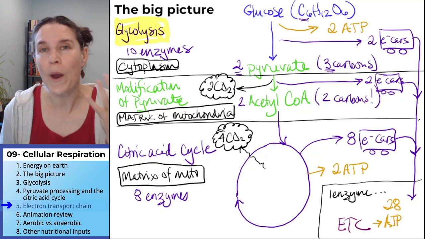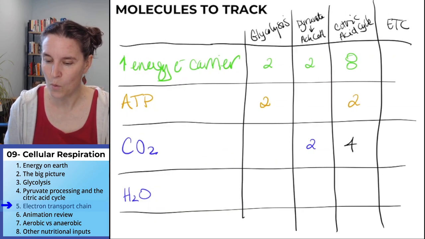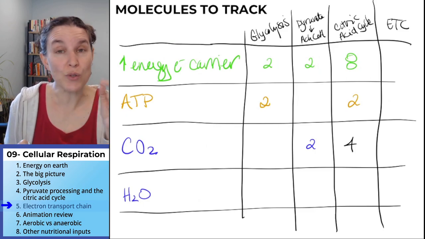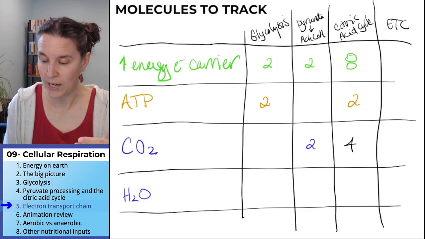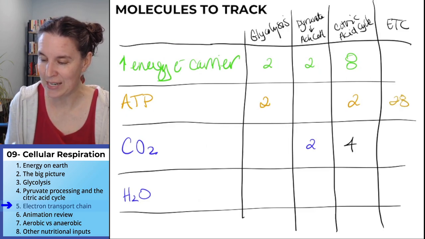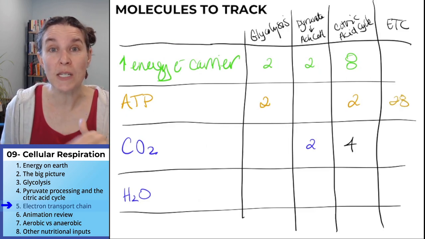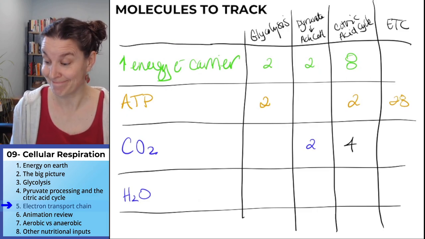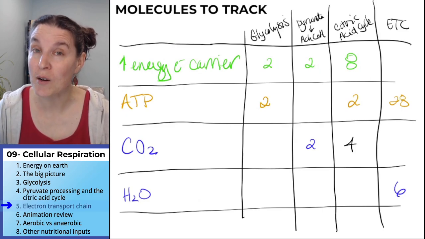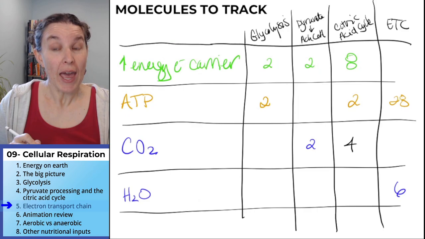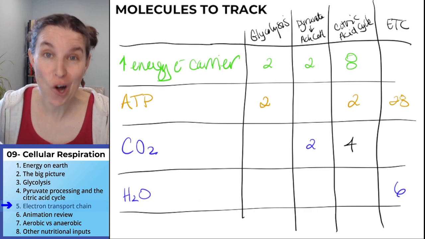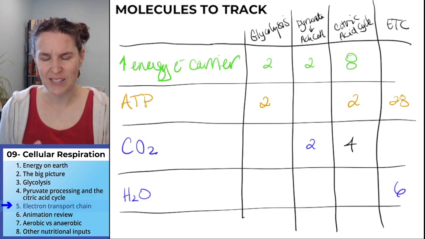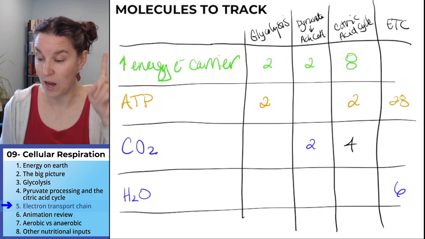Okay, so where is this happening? Well, wait, let's fill this in. We produce no additional electron carriers, but like I said, we got 28 ATP molecules, no carbon dioxide. But go ahead and take a wild guess. What do you think is going to happen with water? We're going to get 6 water molecules out of this thing. And I'll tell you right now, there's oxygen involved, because we haven't seen where we used up the oxygen that we breathed in. We haven't figured out what happens with the oxygen. Oxygen is super important.